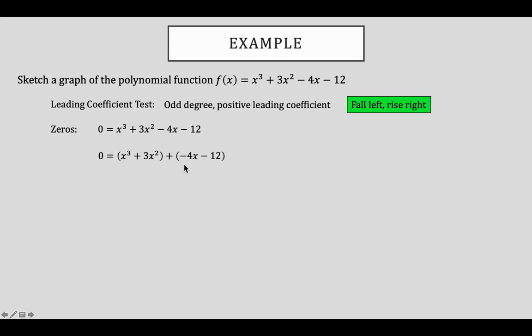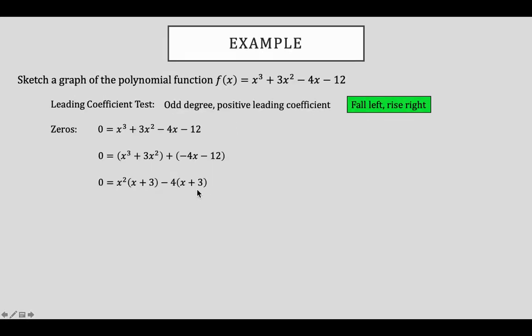You guys agree that if we were to add a negative 4x and to add a negative 12, we would just end up with our original equation that we started with up here. All right, so we've grouped our first two terms and we have grouped our second two terms. Now, factor out a greatest common factor from each grouping. Notice our greatest common factor from the first grouping is going to be an x squared, and our greatest common factor from the second grouping is going to be a negative 4x. That leaves us with x squared times the quantity x plus 3 minus 4 times the quantity x plus 3.